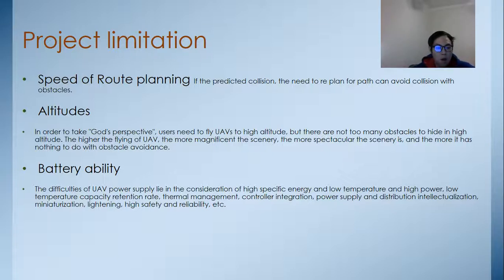And the second one is altitude. We know that in our project our quadcopter cannot reach a very high altitude. It can only reach a medium altitude, maybe about 30 meters to 60 meters. And in the next slide, I will introduce this.